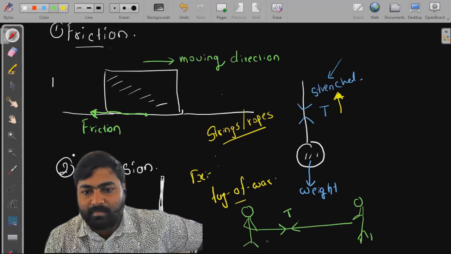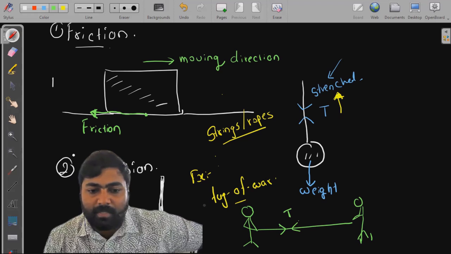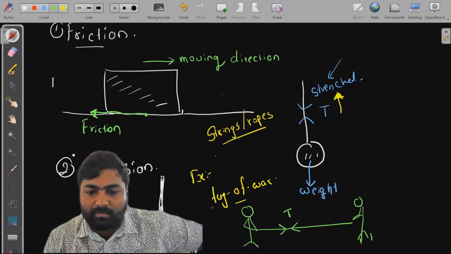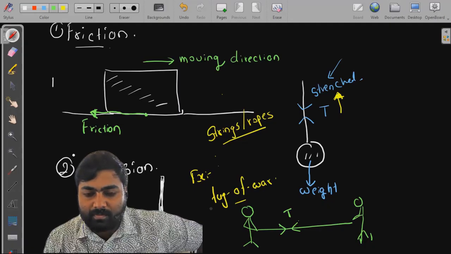Tension occurs. Tug of war. Clear? Then write the next example. When playing tug of war, sir, in this case, how is the direction of the tension? Like both sides, right? Yes, that is correct.